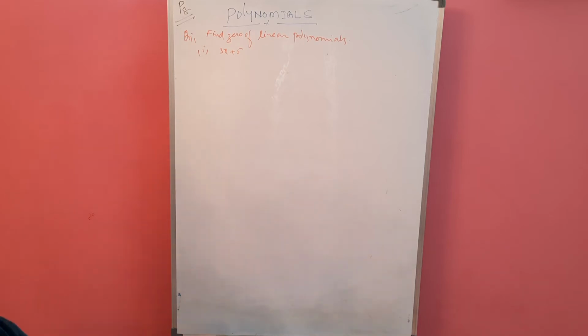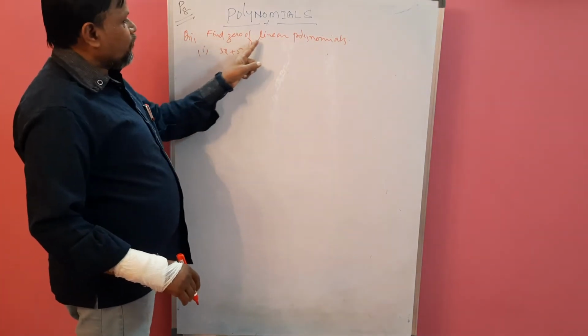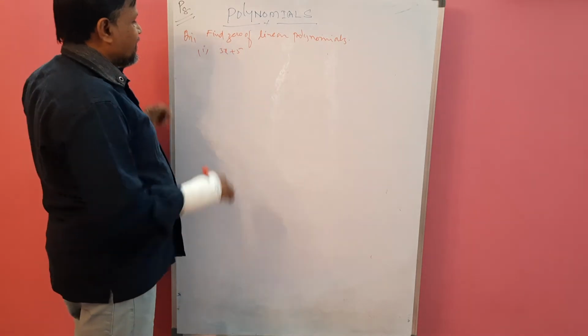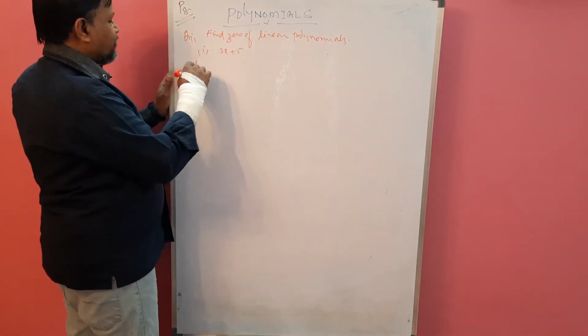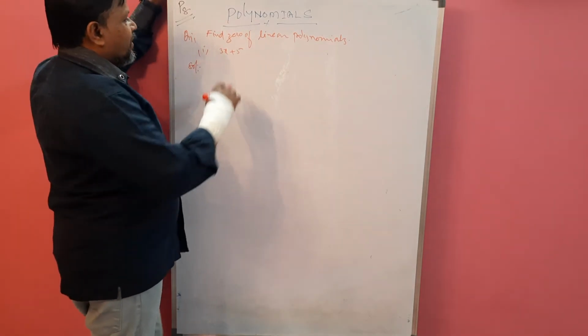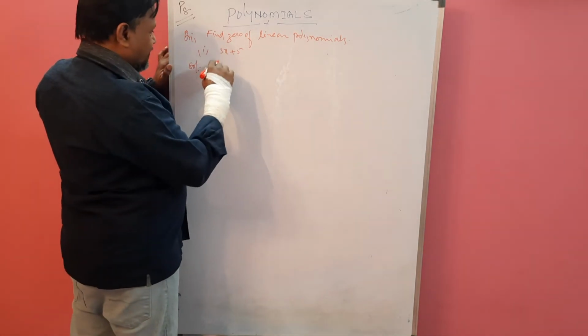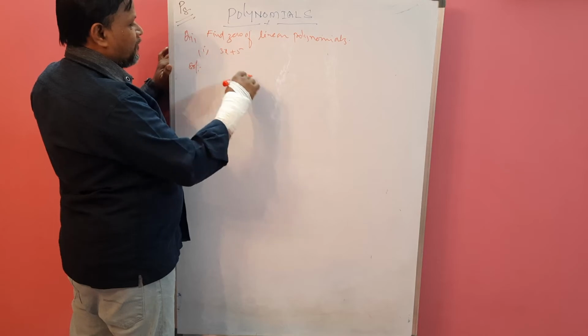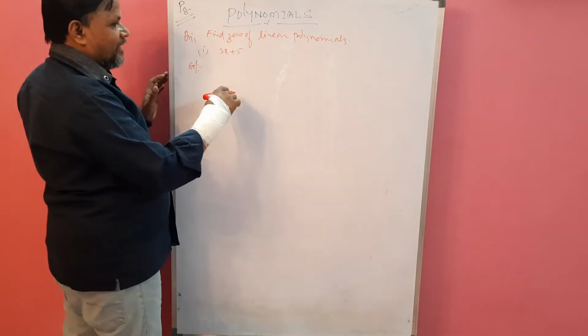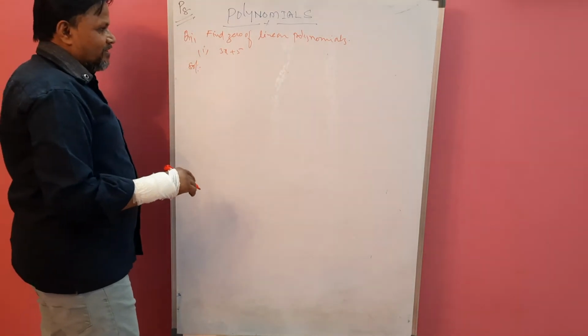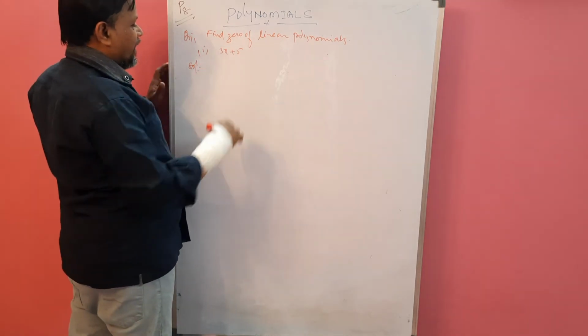Now questions. Find the zero of a linear polynomial. Now we can solve this. This is a linear polynomial, and we have to compare it with 0. There is a direct method and a substituting method. First we are doing the direct method.